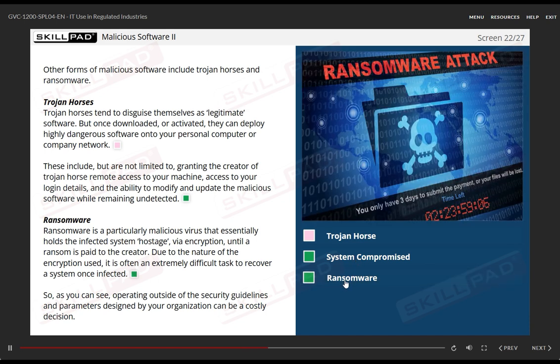Ransomware. Ransomware is a particularly malicious virus that essentially holds the infected system hostage via encryption until a ransom is paid to the creator. Due to the nature of the encryption used, it is often an extremely difficult task to recover a system once infected. So as you can see, operating outside of the security guidelines and parameters designed by your organization can be a costly decision.